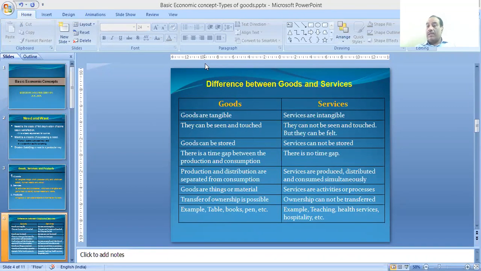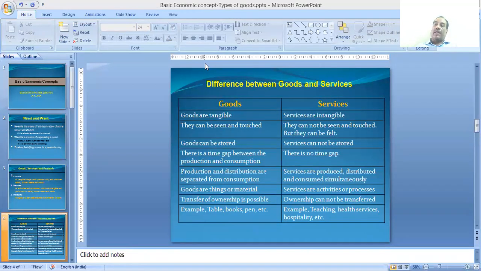While in services, there is no time gap. Services are given simultaneously. I am delivering, and it is reaching you. My lecture is reaching you. So there is no time gap. It is produced and consumed simultaneously. Production and distribution are separated from consumption in case of goods, but services are produced, distributed, and consumed simultaneously at a time.